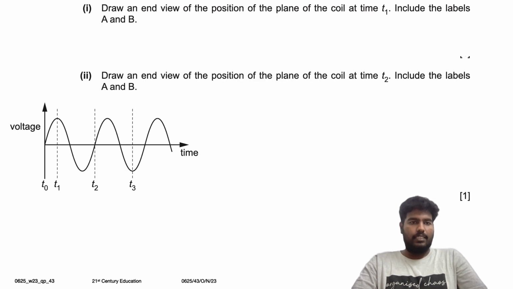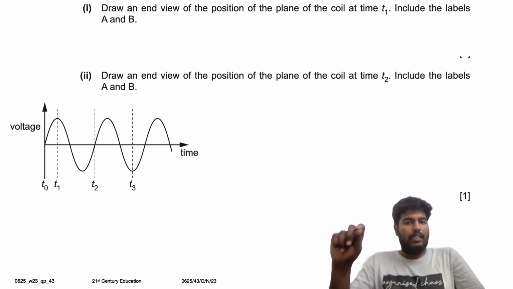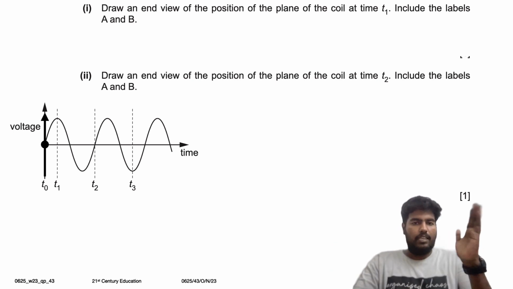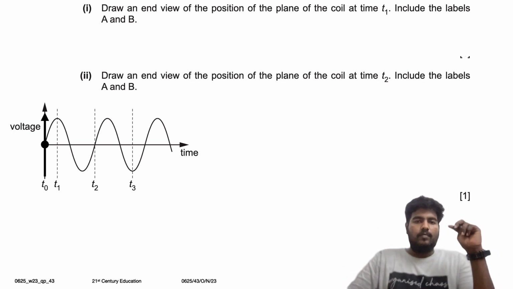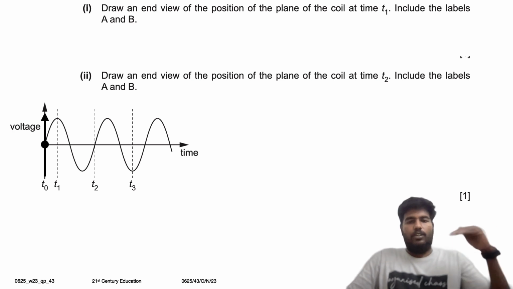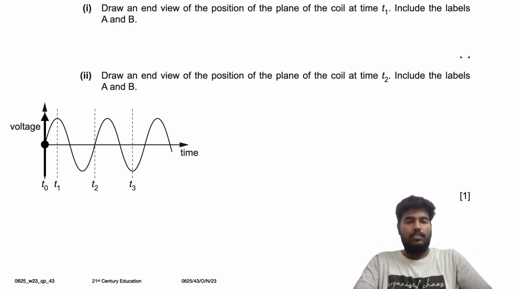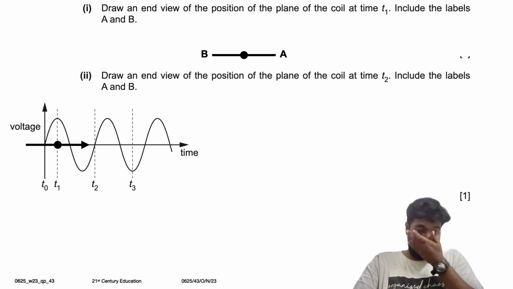Okay, let's see what they're asking. Draw an end view of the position of the plane of the coil at time T1. Include the labels A and B. So initially the coil was like this. At T1, if you look, the voltage is maximum, meaning that the magnetic field is cut perpendicular. So if the field is like this, you will cut it like this, perpendicular to the field. So which position is perpendicular to the field? Like this. So this is the position we have to draw. So B is the center, A is the tip.